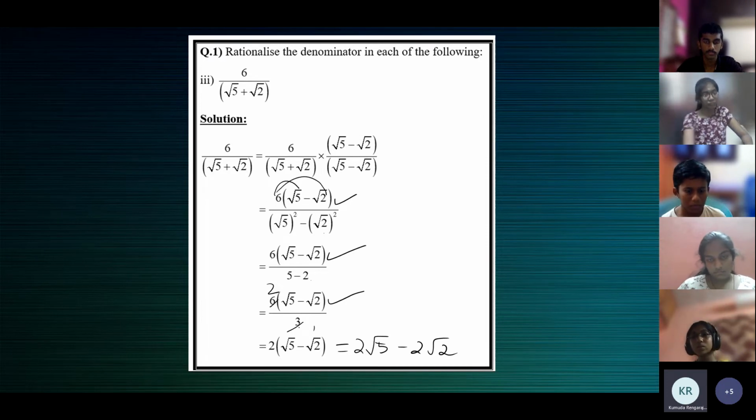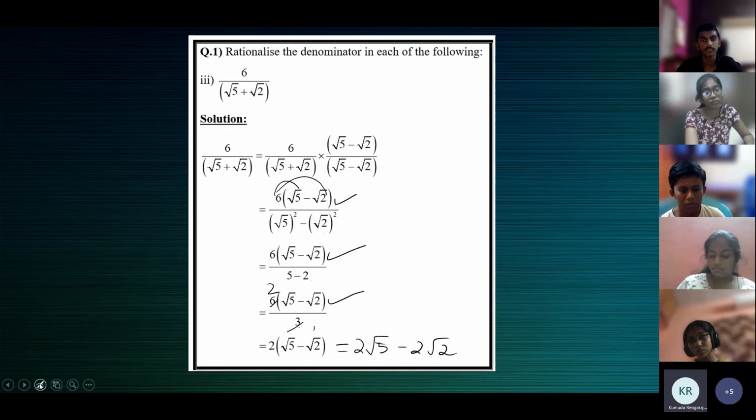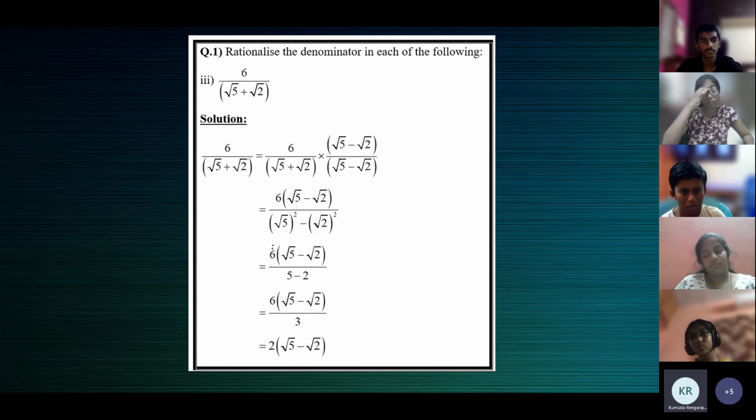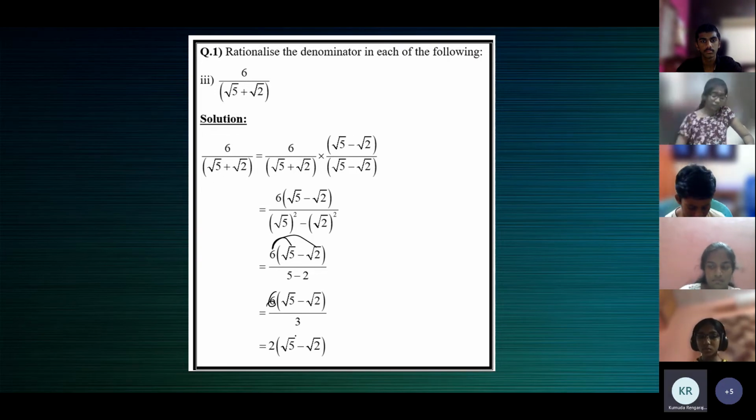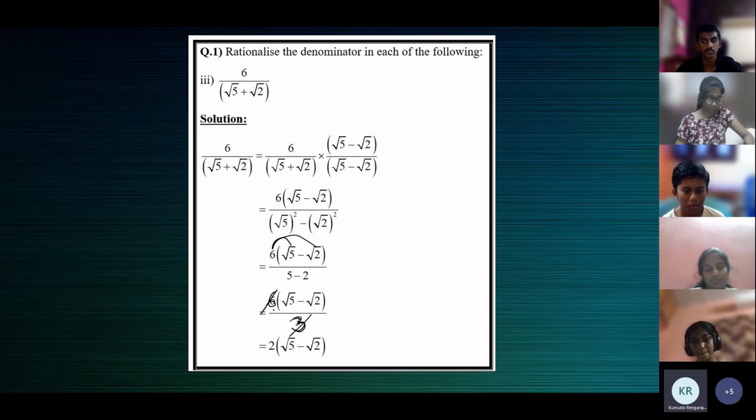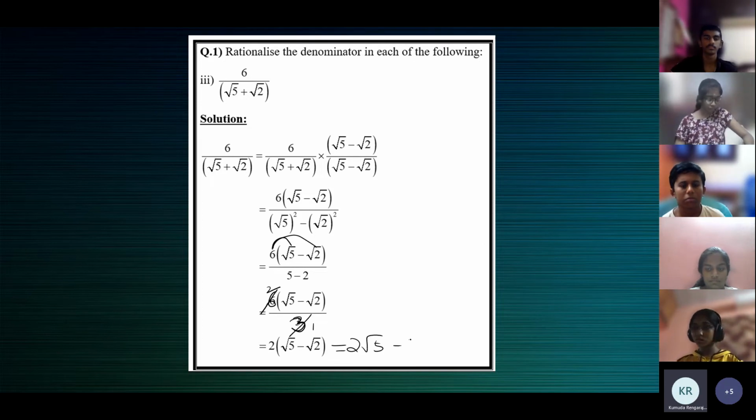Now what is the denominator? 1, which is clearly rational. So the takeaway is don't multiply 6 and root 5, 6 and root 2. Have it as it is. Now when the denominator happens, see the denominator is 3. 3 and 6 can be simplified. So 2 of root 5 minus root 2, you can leave your answer like this, or you can write as 2 root 5 minus 2 root 2. Anything is fine.